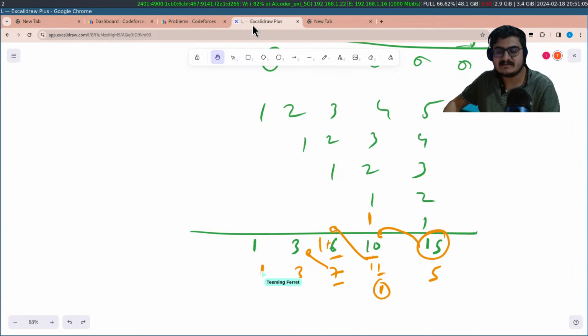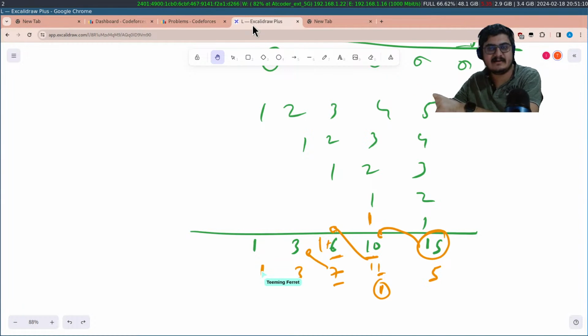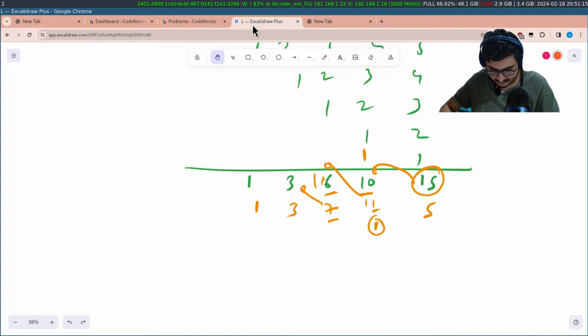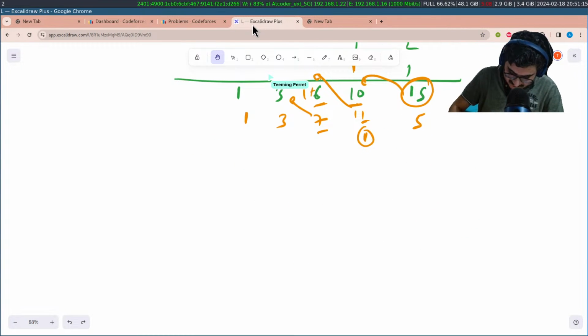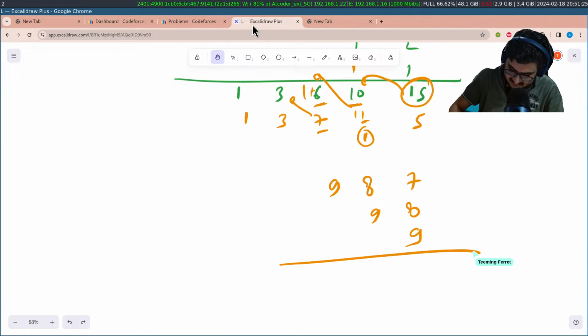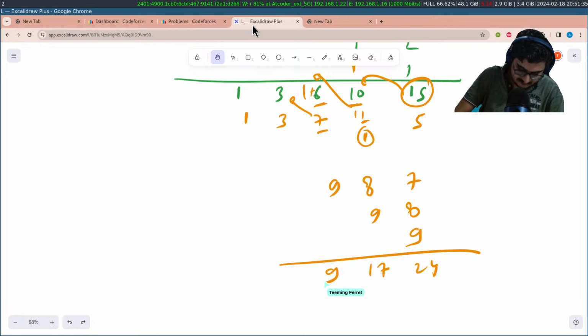The crux of the problem is that in general, if you add two numbers, carry forward happens only once. But if you are trying to add 10 numbers together, your carry forward can be as big as 9 as well. For example, let's pick 987. Then 9 plus 8 plus 7 is 24. 8 and 9 sum is 17, and 9 is 9.